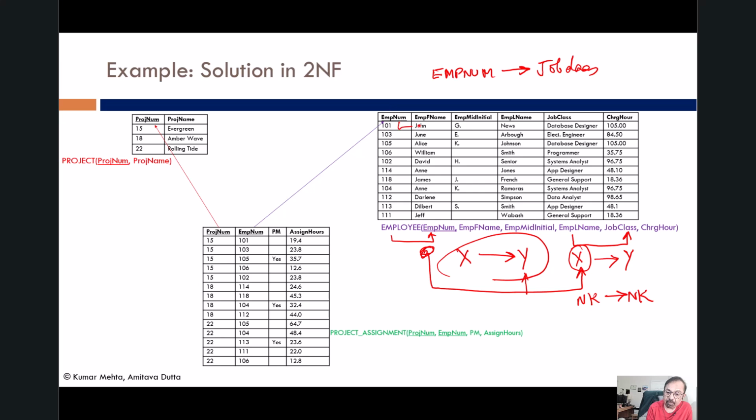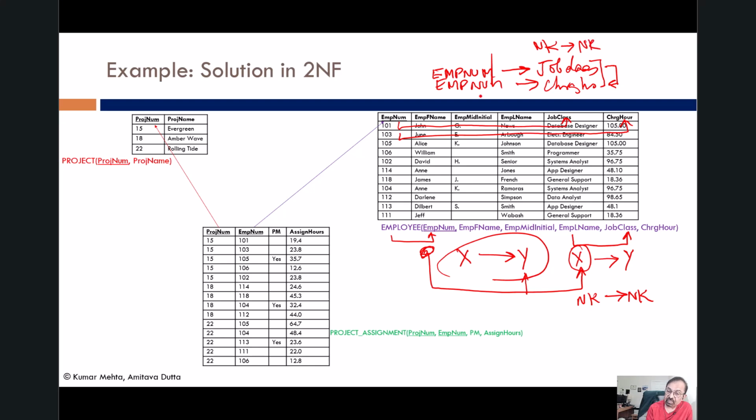So this fellow determines job class, and I would also say employee number determines charge hour. Employee number also determines charge hour. Now both these two are non-keys, job class and charge hour. Now based on the data that we have just examined and the discussion that we went through with it, job class also determines charge hour. So we have a non-key determining a non-key.